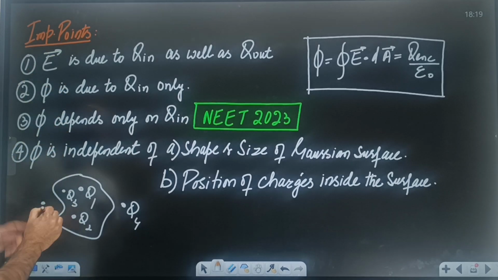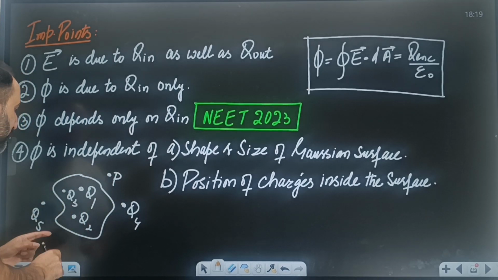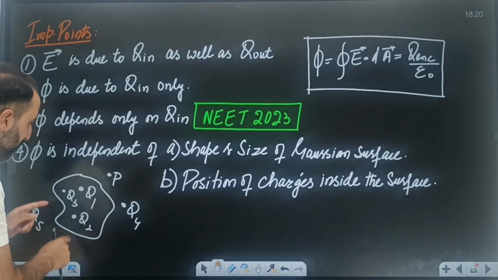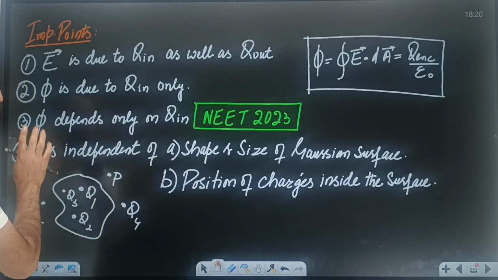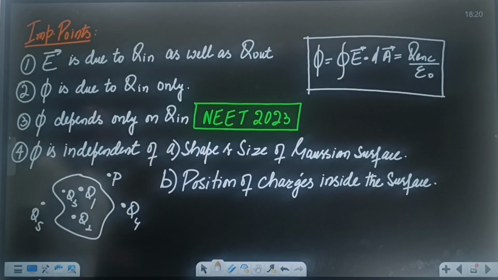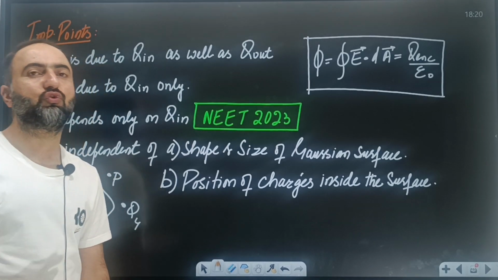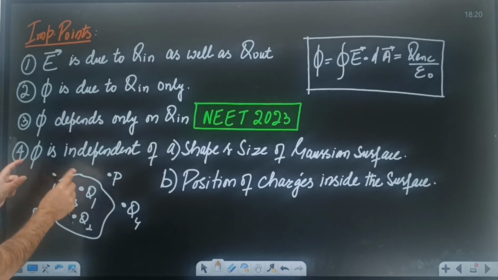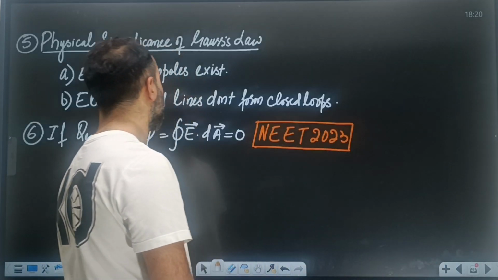The electric field, for example, at any point, which is point P. At point P, the electric field will be because of Q1, Q2, Q3, Q4, Q5. But the flux through this surface will be contributed only by Q1, Q3, and Q2, not by Q4 and Q5. Moreover, the flux will be equal to Q1 plus Q2 plus Q3 divided by epsilon naught, and that has nothing to do with the shape and the size of this Gaussian surface and the position of the charged particles inside this Gaussian surface. It will not depend on that.